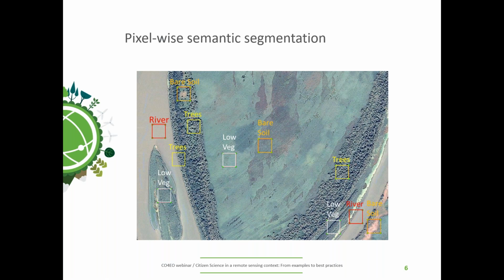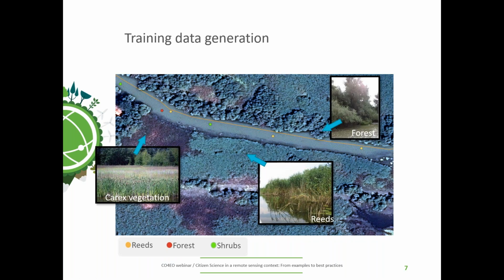Now, just to give you a bit about the training data generation process. Here you can see an example from the Danube Delta area where we have our campaigns. As you can see in the river, we have a few labeled GPS points that are shown with orange, red, and green filled circles corresponding to reed, forests, and shrubs. So a big challenge we face is that the labeled GPS points do not lie on the area characterized by the label.